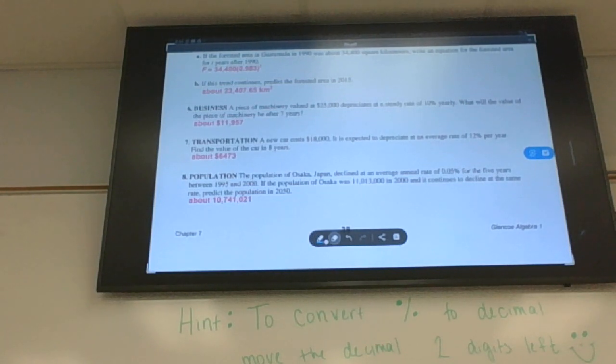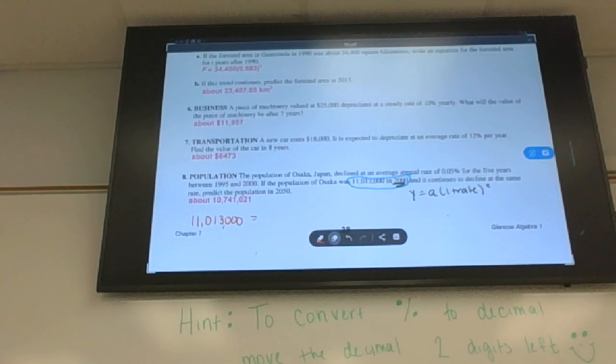Okay. So what's so cool about number 8 is that it's giving us the end population. This is the only problem so far where we've been given the end population instead of the starting population. It says the population was 11 million in 2000, not in 1995. Did any of you catch that? That it was the end population at the beginning? So I'm actually going to put 11 million here.